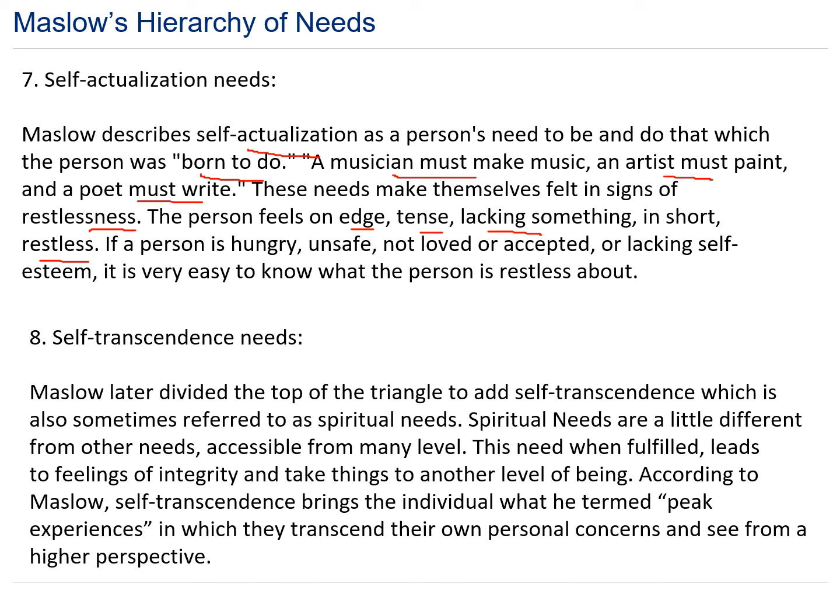Maslow later divided the top of the triangle to add self-transcendence, which is sometimes referred to as spiritual needs. Spiritual needs are a little different from other needs. This need, when fulfilled, leads to a feeling of integrity and takes things to another level of being. According to Maslow, self-transcendence brings the individual what he termed peak experiences, in which they transcend their own personal concerns and see from a higher perspective.